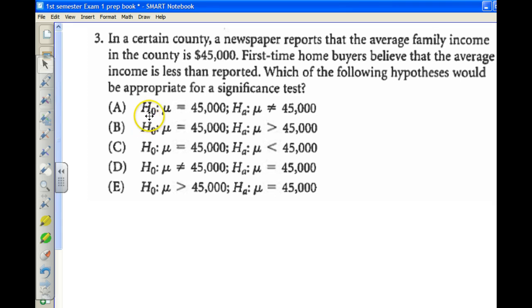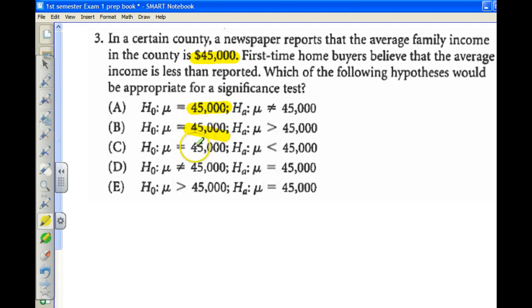We studied some null hypothesis problems, and so in a certain county, a newspaper reports the average family income in the county is $45,000. First-time homebuyers believe the average income is less than reported. Which of the following hypotheses would be appropriate? When you see 45,000, that's going to be our average there. Instead of a p-value, this is going to be a mean, but it's the same idea that we've done.